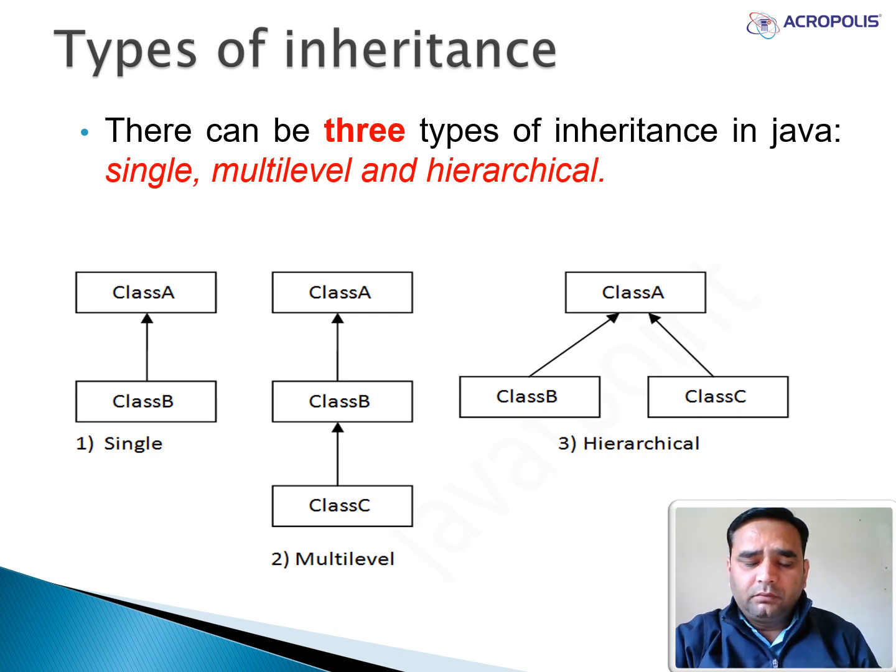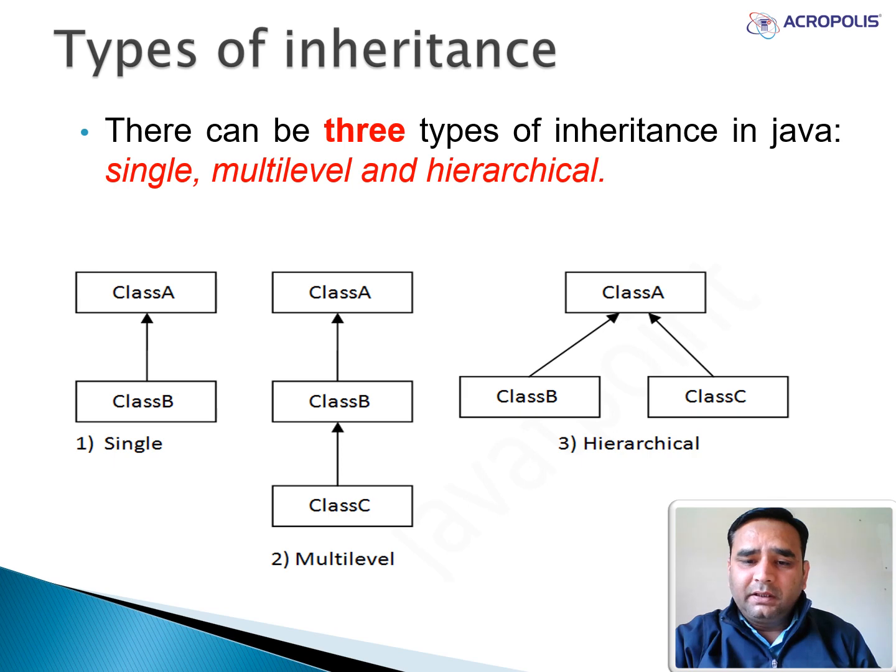So to talk about the different types of inheritance, there are three different types of inheritance that we can use in Java. The very first is single inheritance. Whenever there is a single class inherited from a single base class, this is called single inheritance. The next one is multi-level inheritance. Whenever there are multiple levels of inheritance, this is called multi-level inheritance. Here in this diagram, we can see that class B is inherited from class A, and class B also acts as a base class for class C.